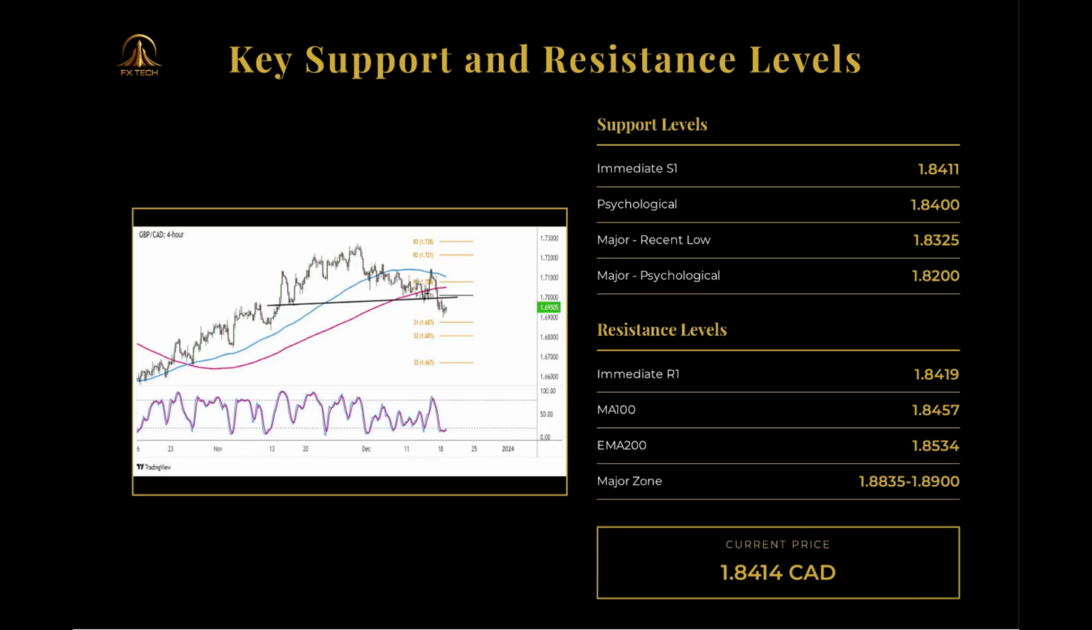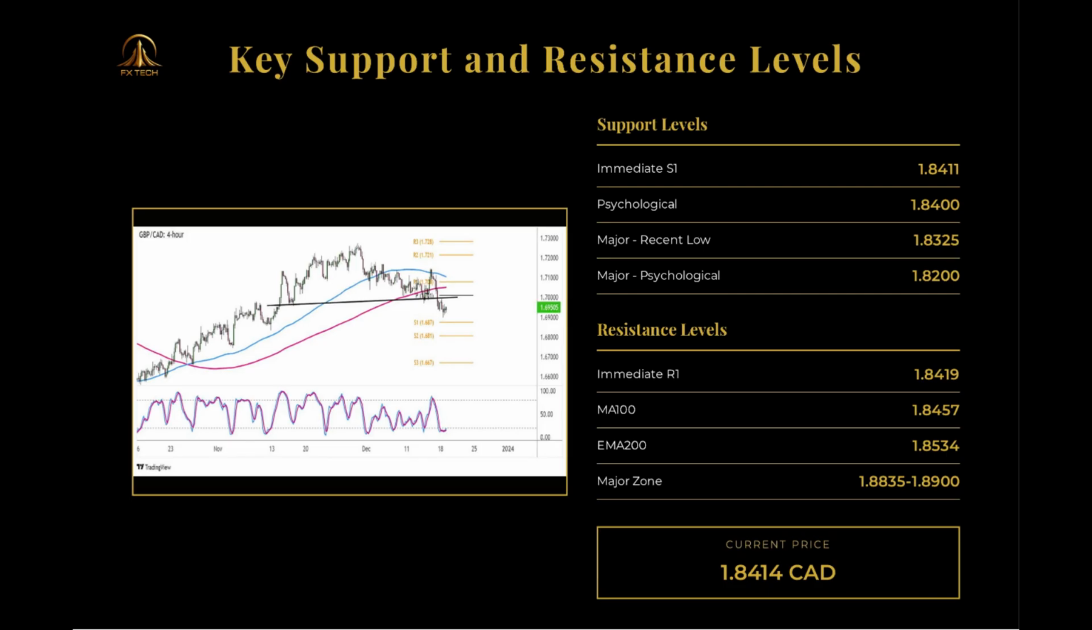Understanding key support and resistance levels is crucial for effective trading. On the support side, immediate support sits at 1.8411, just below current price. The psychological 1.8400 level provides additional near-term support. The major support zone lies at 1.8325, which represents the recent low and a critical level to watch. If that breaks, the next major support comes in at the 1.8200 psychological level.